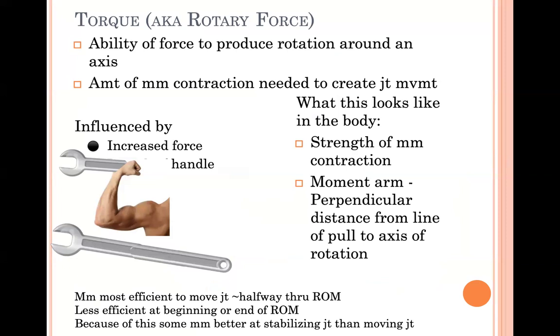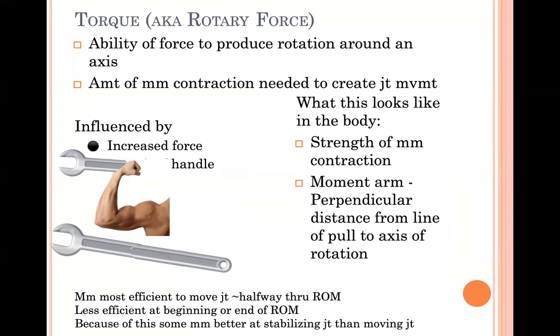So then we're going to talk about torque. So torque, aka rotary force. So it's the ability of force to produce rotation around an axis. So we're looking at the amount of muscle contraction needed to create joint movement.